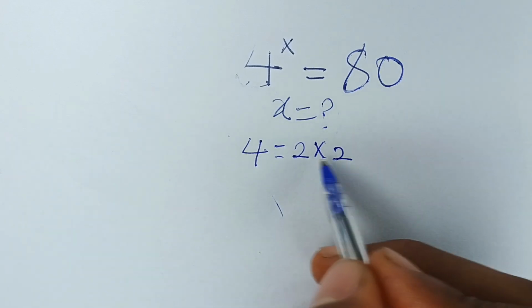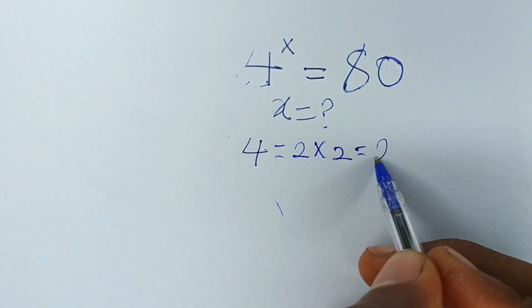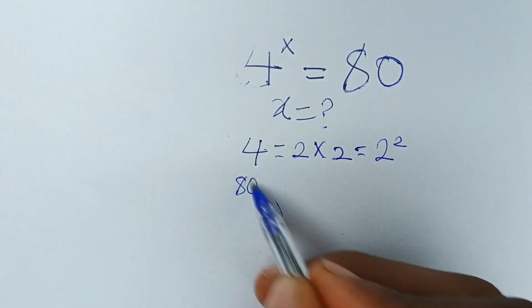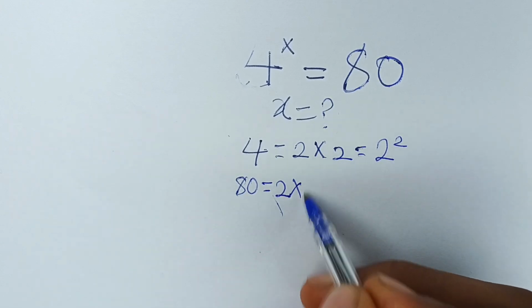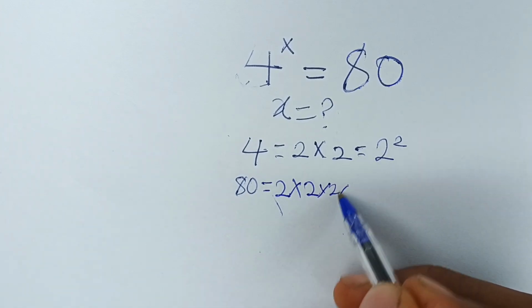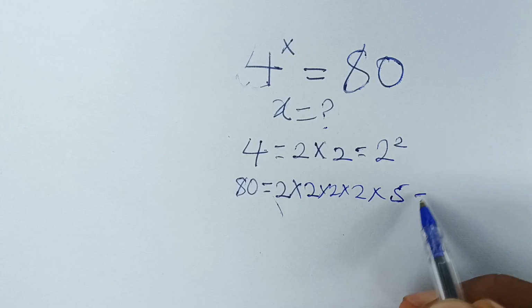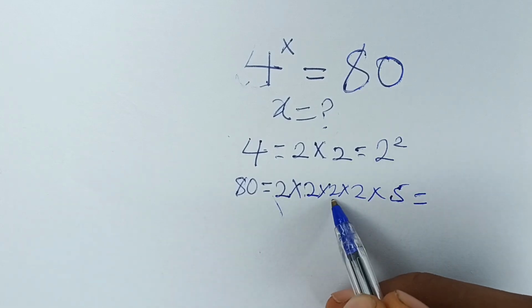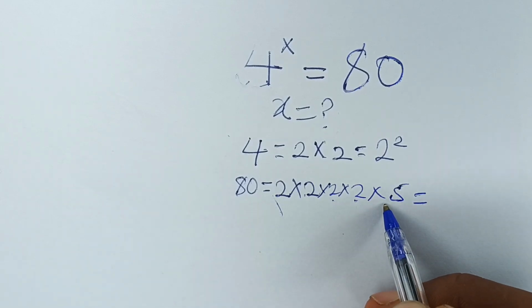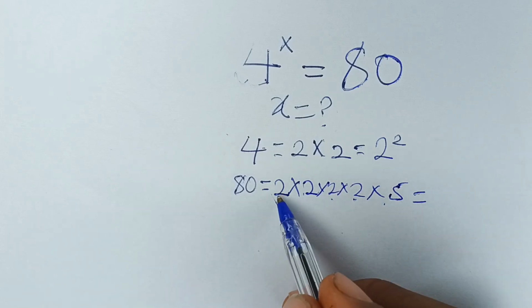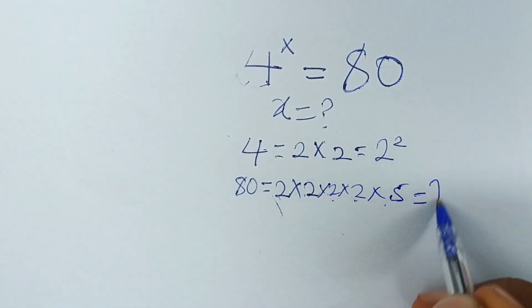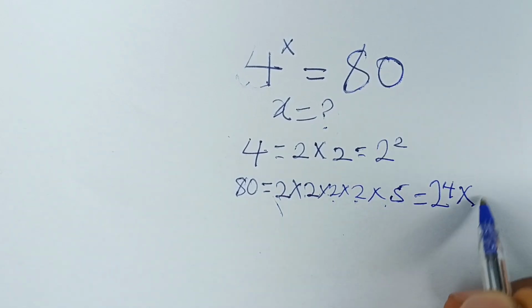Okay. Since 4 is equal to 2 times 2, 2 times 2 is 2 to the power 2. And we have 80 to be equal to 2 times 2 times 2 times 2 times 5. Okay. So this is 2 times 2, 4, 4 times 2, 8, 8 times 2, 16, 16 times 5 is 80. Okay. Now 2 times 2 times 2 times 2 is 2 to the power 4. And then we have times 5 to be 80.